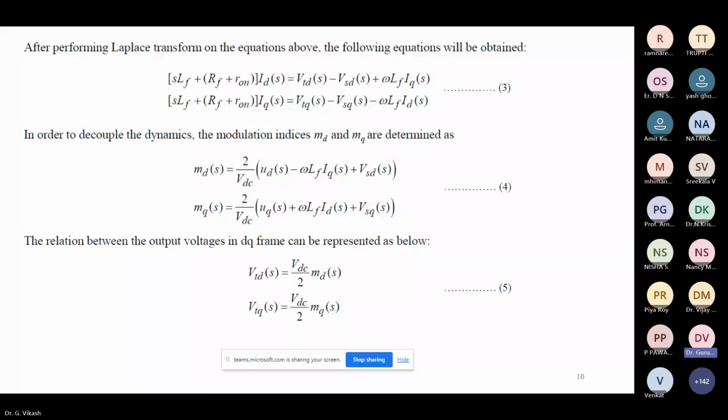These are very important. Modulating signals means the controller is mainly controlling this MD and MQ only. Based on this MD and MQ, we will get the output voltage. See here, the output voltages in DQ frame can be represented in equation 5. Here VDC is the input and VTD is the output, but what we are controlling is just MD. So if we control this modulating signal, accordingly we will get the output voltage. So here the control signals are MD and MQ. Okay. And coming to the next slide.